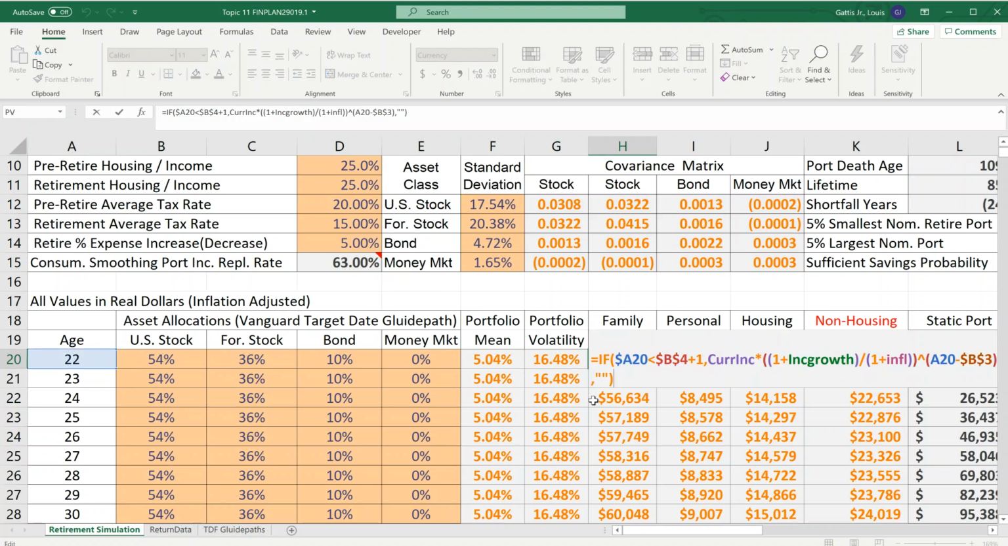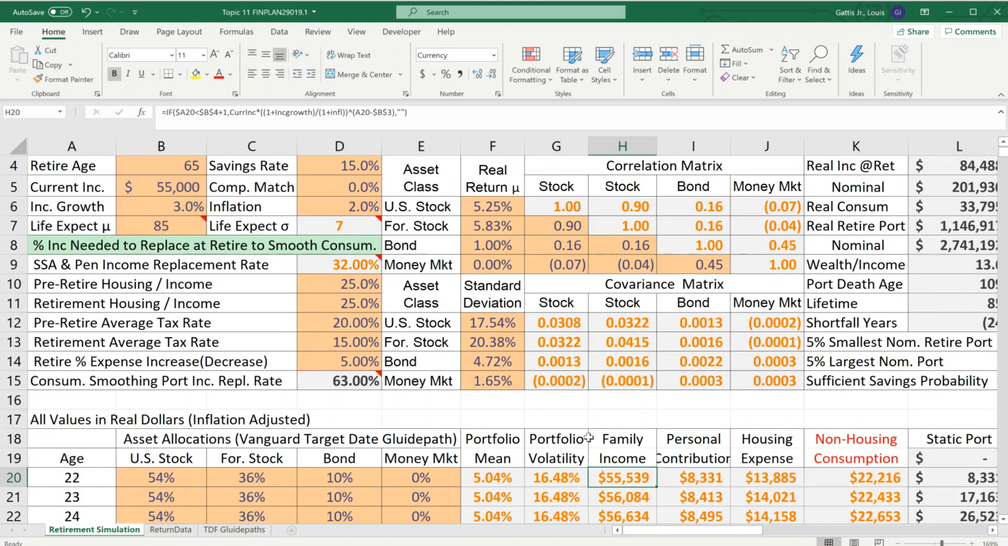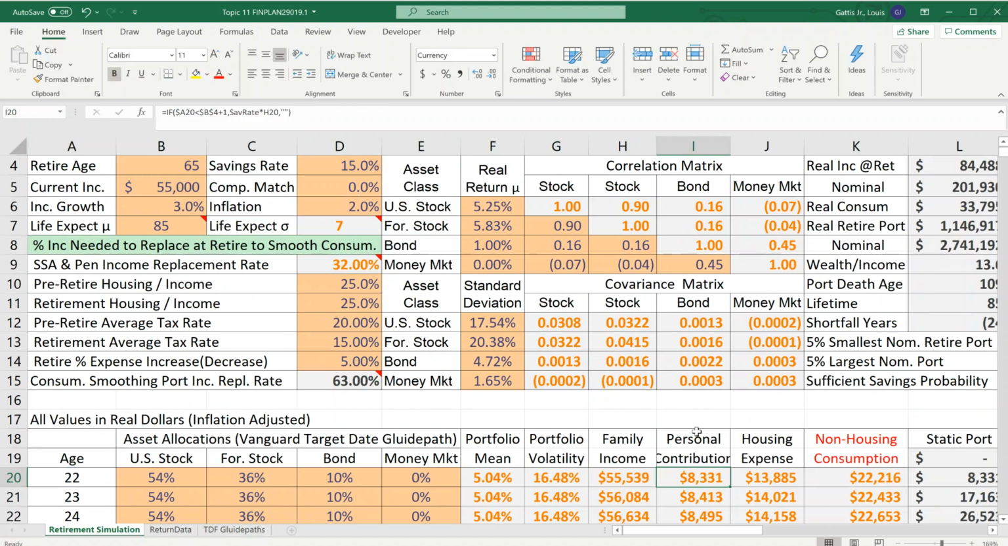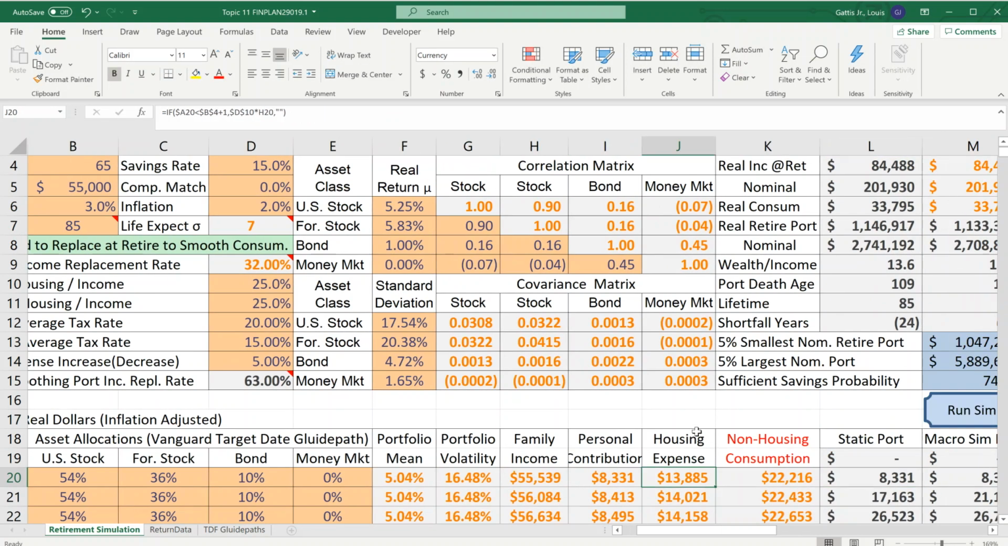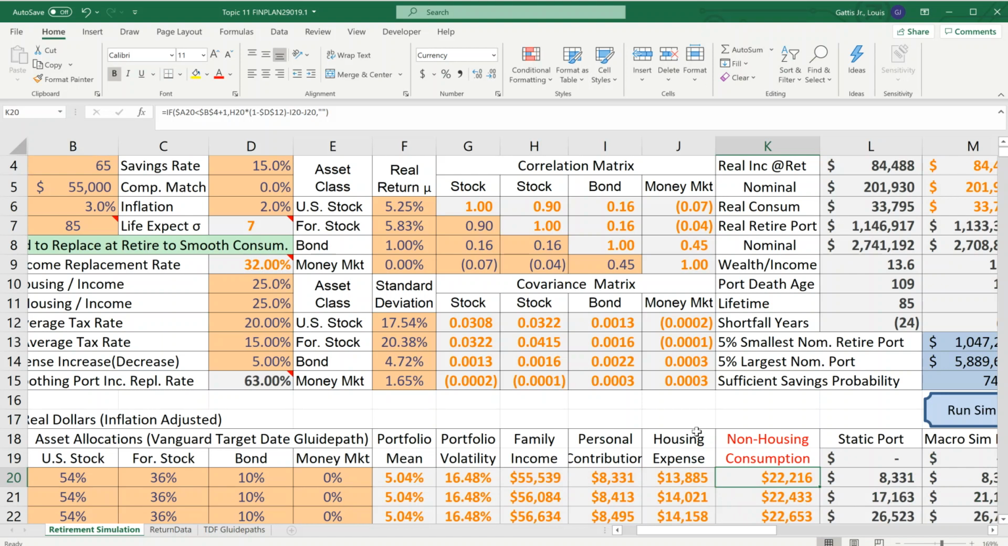There's my income growing each year by that 3% growth rate. Here's my savings, which is going to be the savings rate plus contributions. Here's my housing expense. Here's my non-housing consumption. So it's my income minus my personal contribution. Actually, that does not include the company match, minus my housing. So that's how much I'm living on. Family income minus taxes, minus contributions, minus housing.